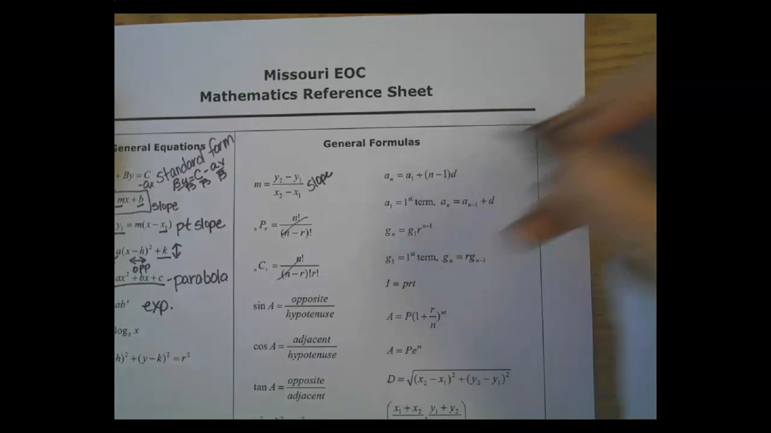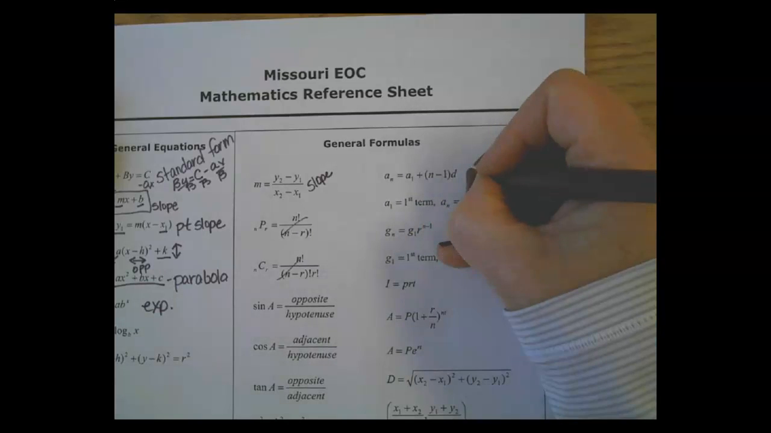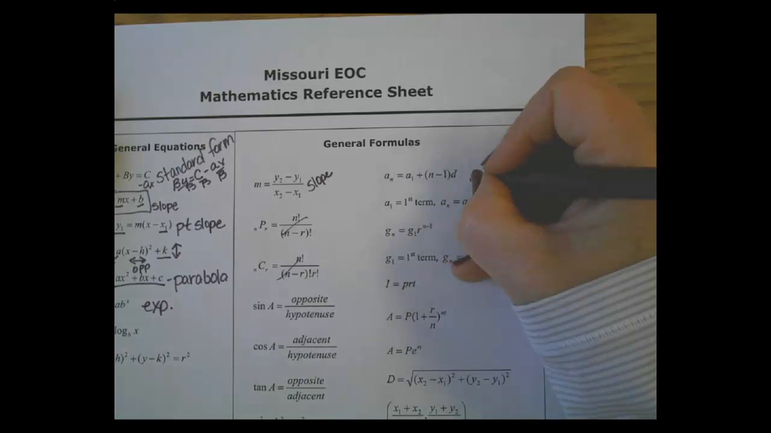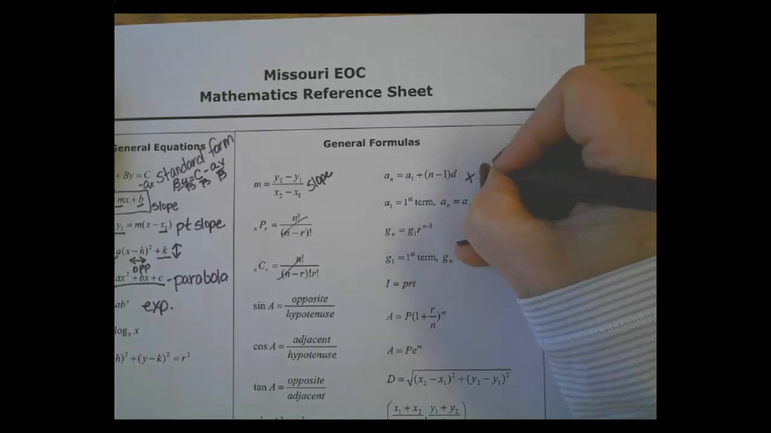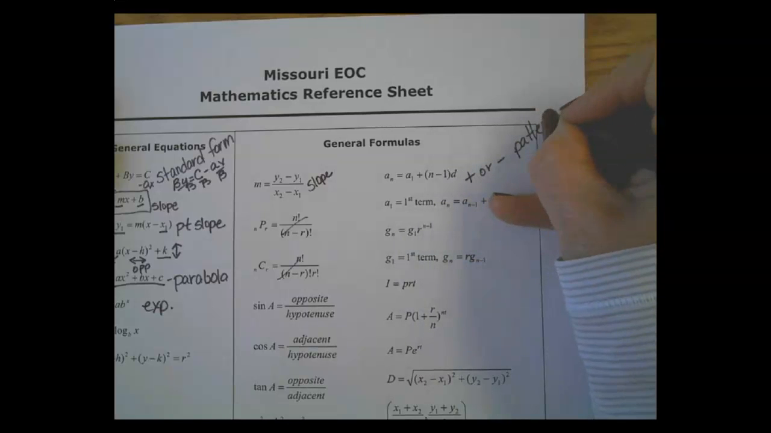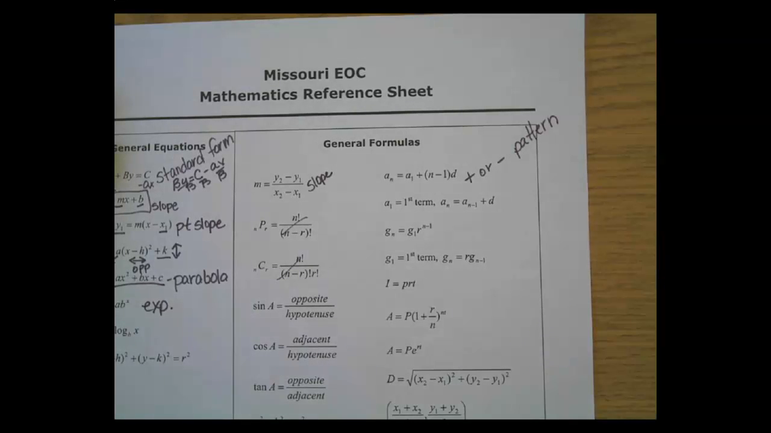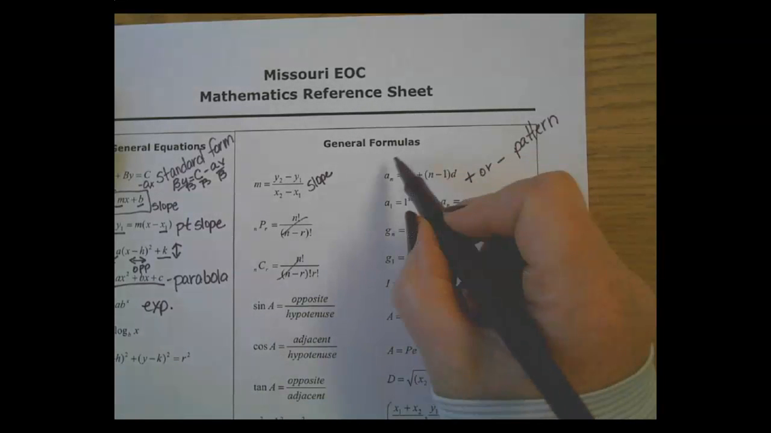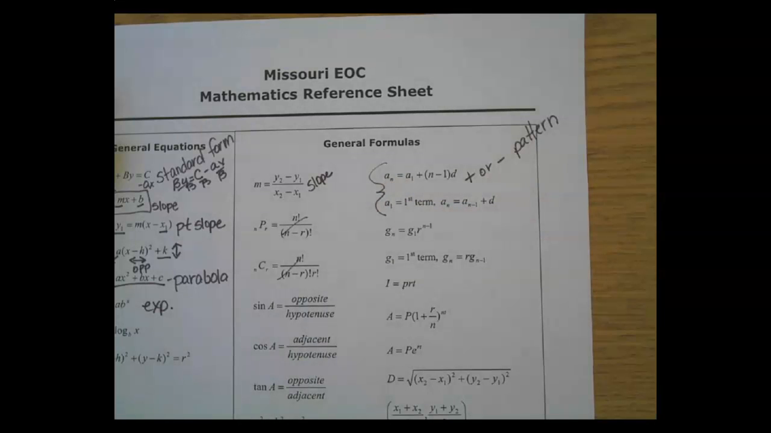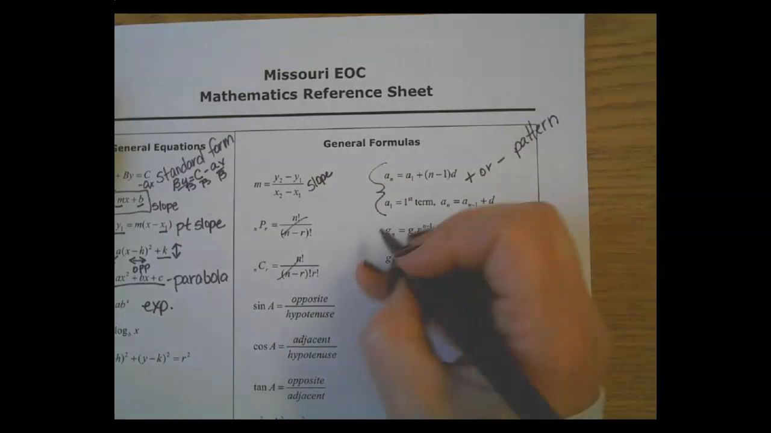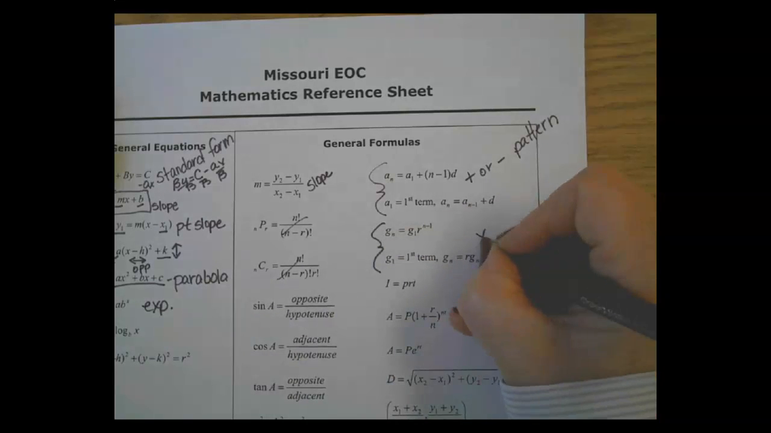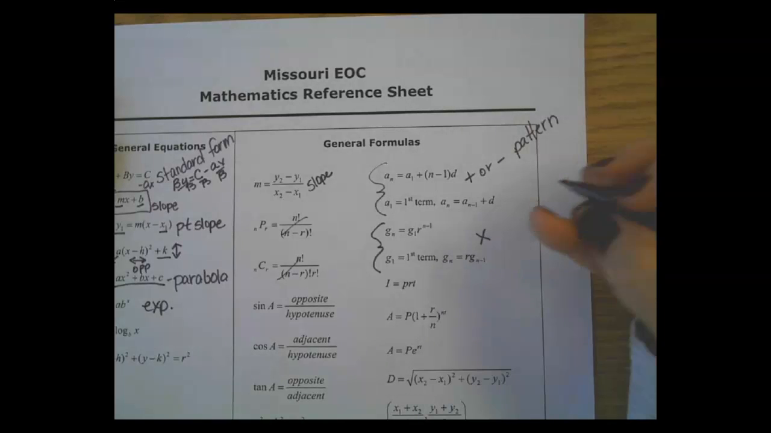This is, I know what this is. This is when you're looking at a pattern, so adding or subtracting pattern to find that next term. So these two are together. A meaning arithmetic. Don't you remember that? These are your geometric.